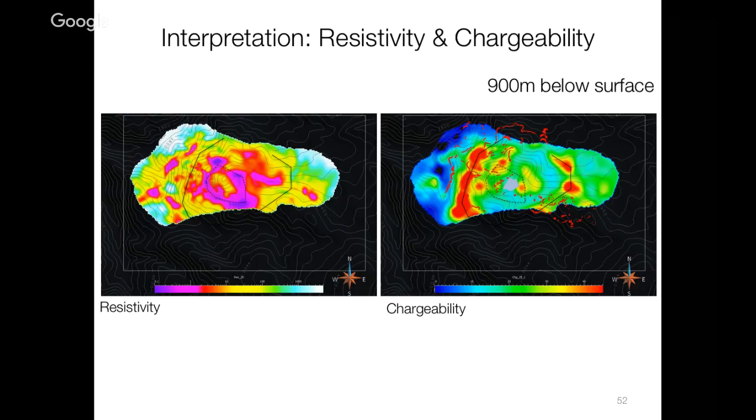And at 900 meters below the surface, again, here's the high conductivity that goes over here. Here's the high chargeability goes in here. So this high chargeability is kind of going in between the two regions of high conductivity.